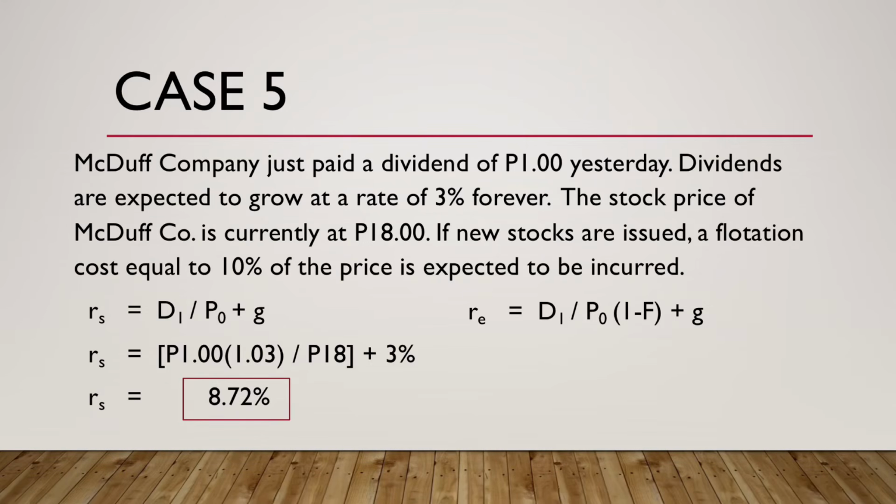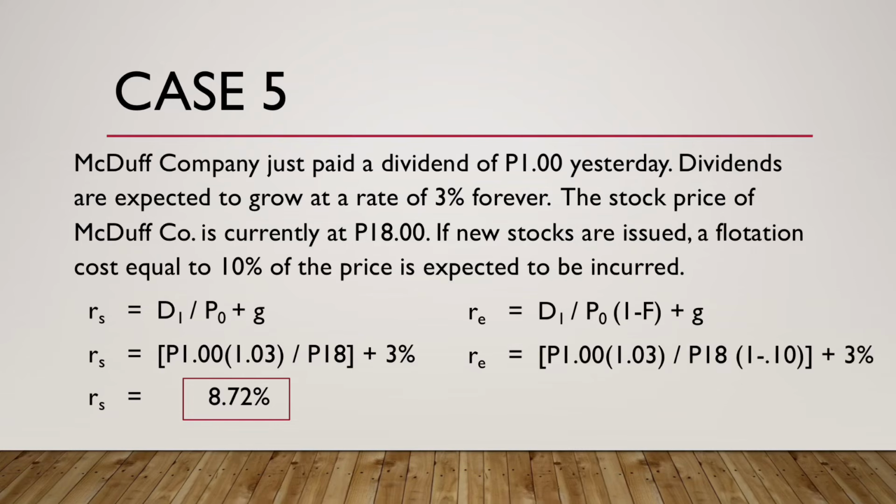8.72% is technically the cost of funding the project using retained earnings. Common equity funding that is already inside the company. But what if we're going to fund the project using a new issuance of common stock? We should adjust for flotation costs this time. R sub E, which is the cost of external common equity, is equal to D sub 1 over P sub O times 1 minus F, where F is the flotation cost, plus G.